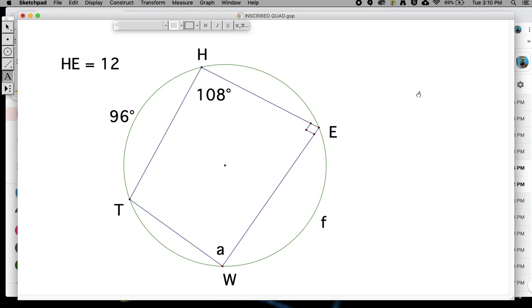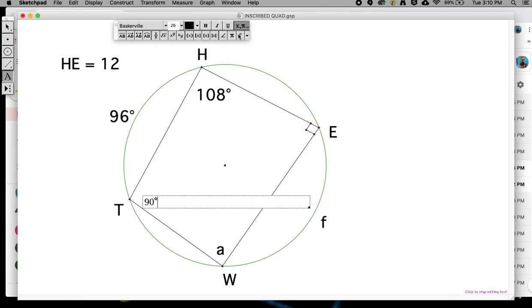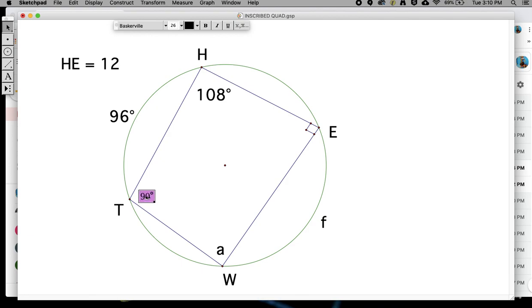So let's say, for example, you're given something like this. You can clearly see that we have ourselves an inscribed quadrilateral. And remember, we know first off that the opposite angles are supplementary. Right now, I'm told that this is 90 degrees, so therefore I know that his friend over here is also 90 degrees, because they are supplementary. And if he's 108 degrees, then A is going to be supplementary to him, so we know that A is going to be 72 degrees.